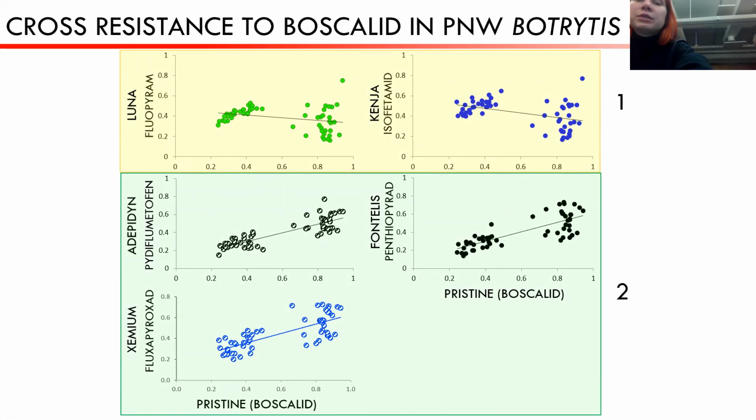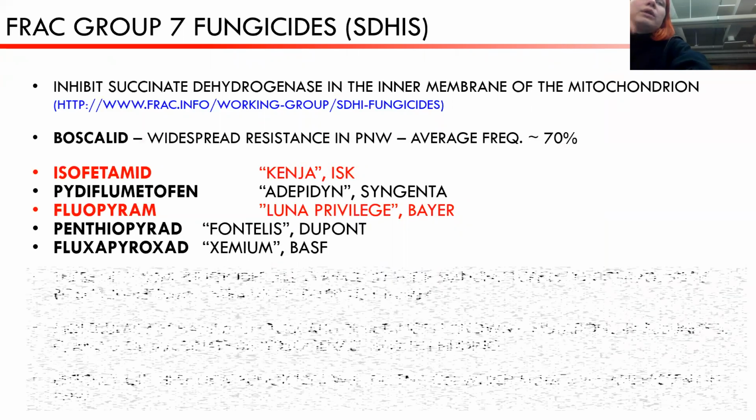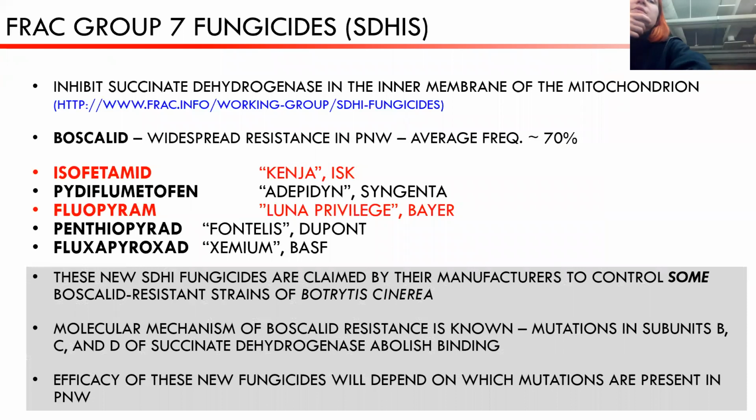So we clearly see 2 different groups in how these new FRAC group 7 fungicides behave when we screen them on Botrytis strains resistant to Pristine. We know that these new fungicides are claimed by their manufacturers to control some of the boscalid-resistant strains of Botrytis.